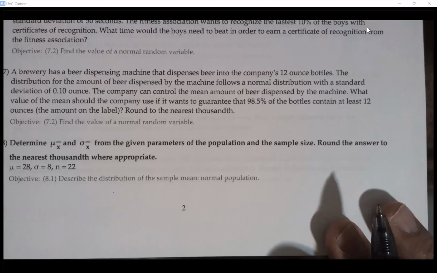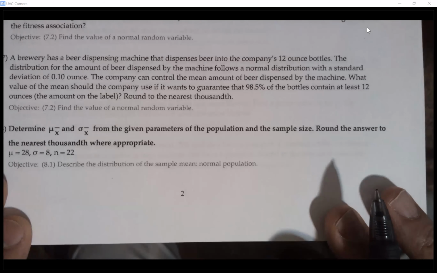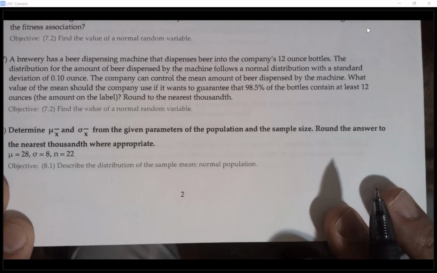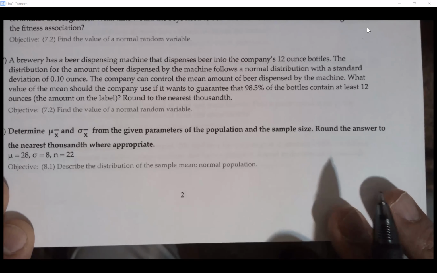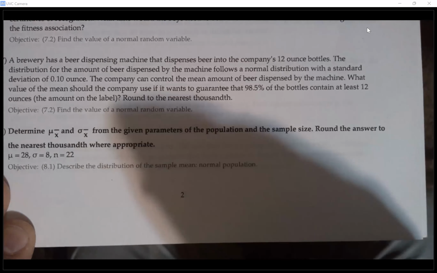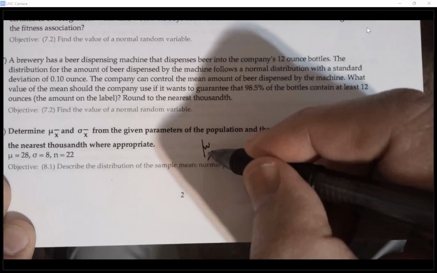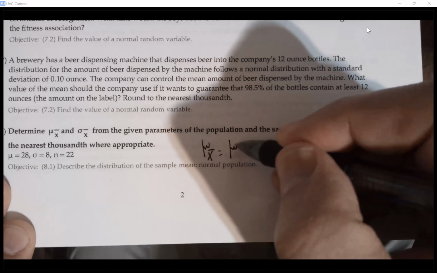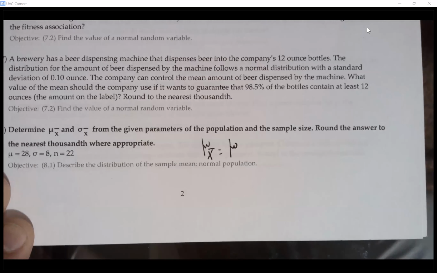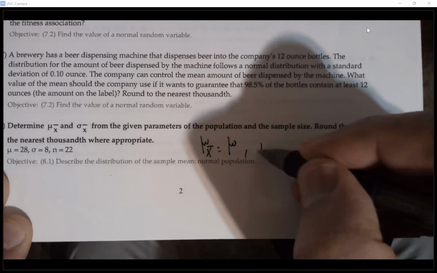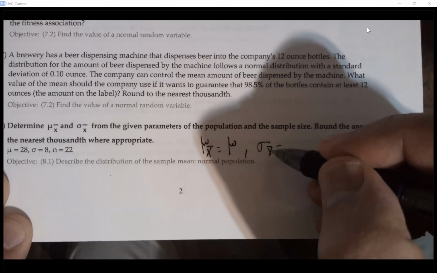18, determine, now we're talking about the distribution of the sample mean. So we're working with samples of size n. Determine mu x bar and sigma x bar from the given parameters of the population and the sample size. Mu of x bar, guys, when you work with samples, it is the same as the mean of the original population. And sigma of x bar, which is called the standard error of the mean.